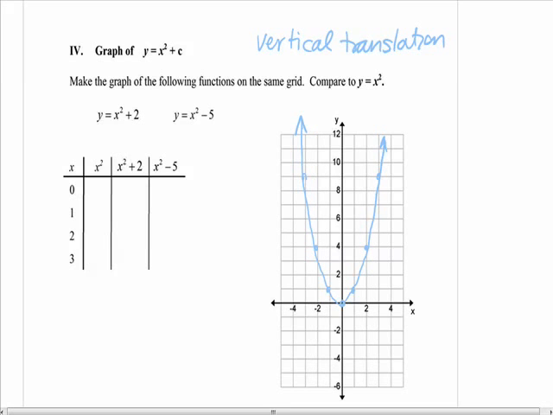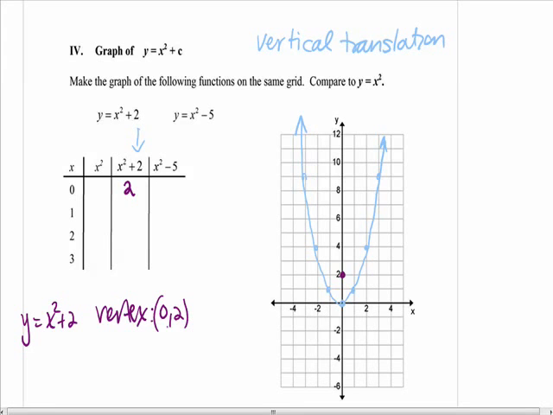What do you guys think is going to happen when you add 2? Where's the vertex going to go? Tate. Positive 2. Yeah, it's going to go up 2. So instead of the vertex being at 0, 0, now our vertex is going to be at 0, 2. So our first point, our vertex for y equals x squared plus 2 is at 0, 2. It's a vertical translation. We're translating the whole graph up 2 units.